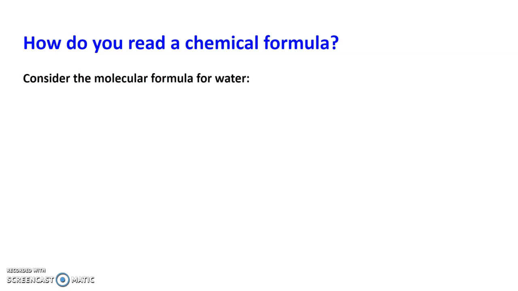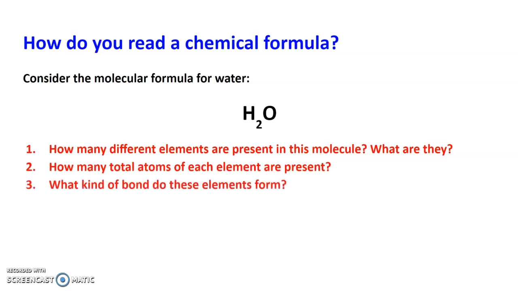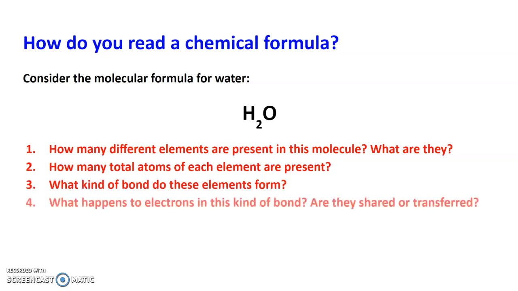So let's look at an example we know and love, which is water. There's the chemical formula for water, H2O. On your student response sheet, please answer the following. How many different elements are present in this molecule, and what are they? How many total atoms of each element are present? What kind of bond do these elements form, ionic, covalent, or metallic? And what happens to the electrons in this kind of bond? Are they shared or transferred?